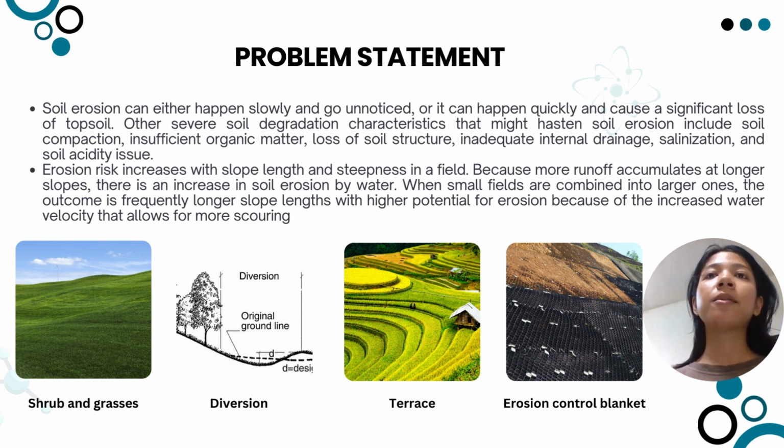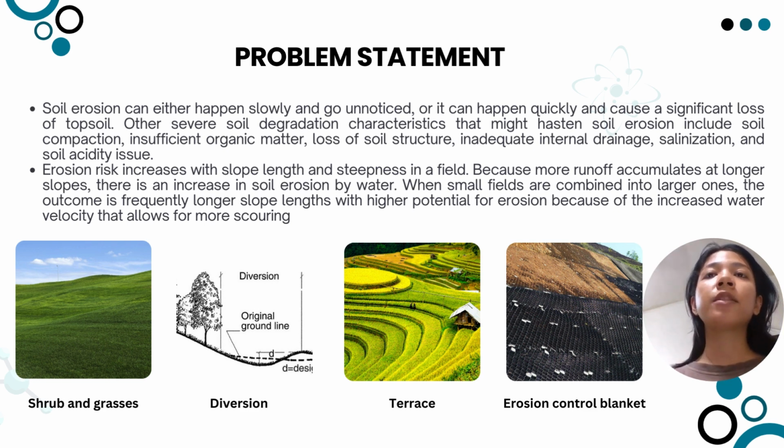Erosion risk increases with slope length and steepness in the field. Because more runoff accumulates on a longer slope, there is an increase in soil erosion by water. When small fields are combined into larger ones, the outcome is frequently a longer slope length with higher potential for erosion because of the increased water velocity that allows for more scouring.